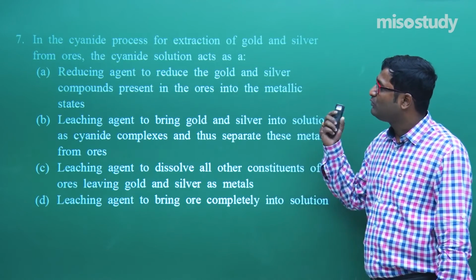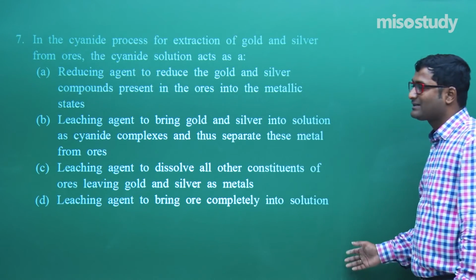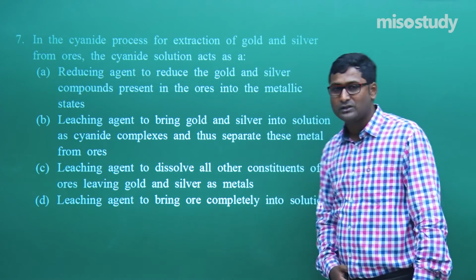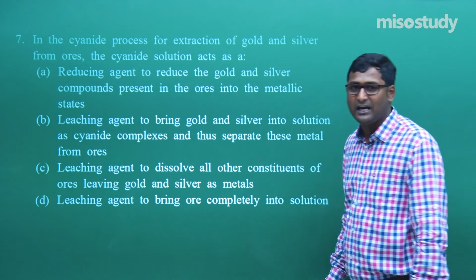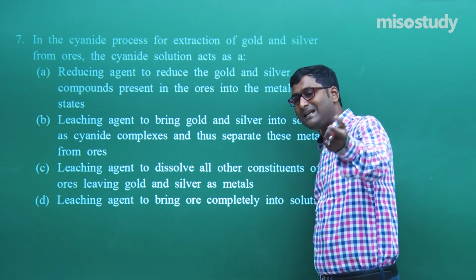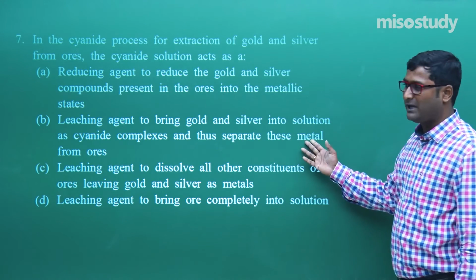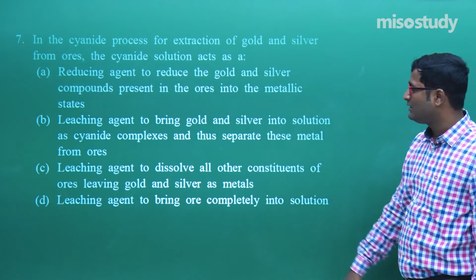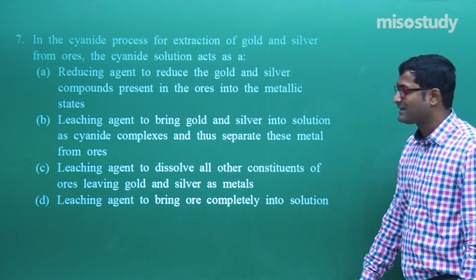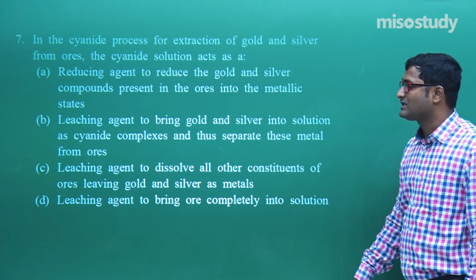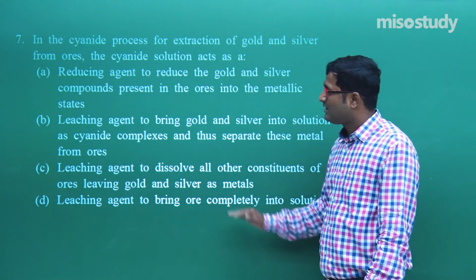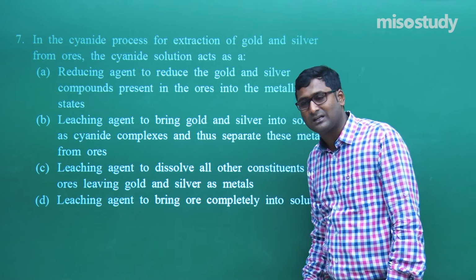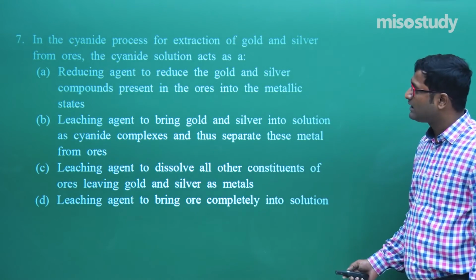Clear? Now let's move to question number 7. In the cyanide process, we all know the cyanide process. In this case, it is used generally for Ag and Au, and the process is known as leaching. That is, a leaching agent brings gold and silver into the solution as cyanide complex, and thus separates these metals from ore. So for question number 7, what is the option? B is the correct option. Clear?